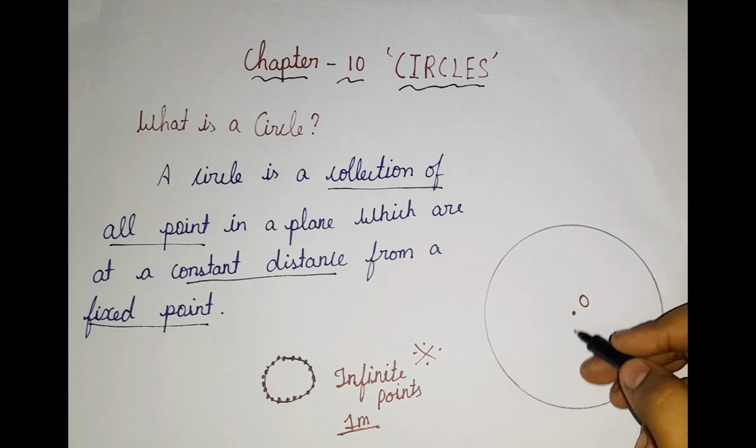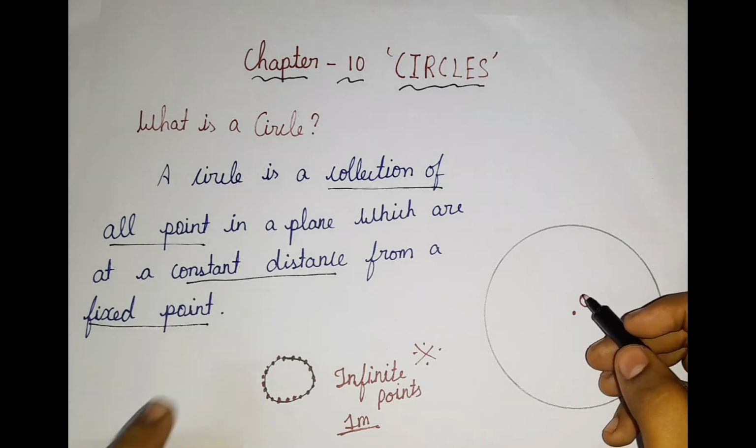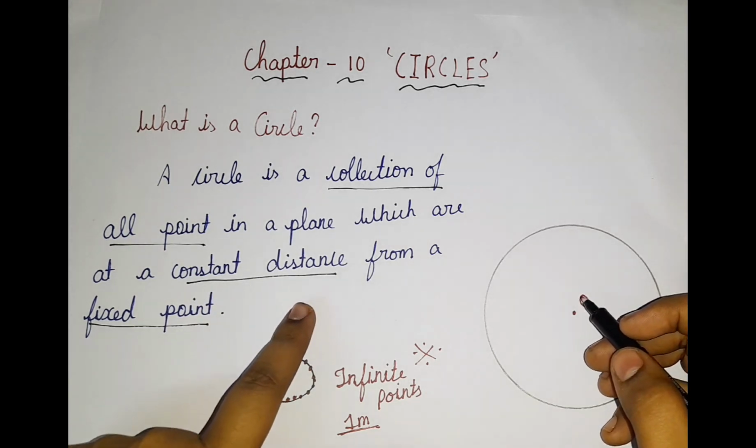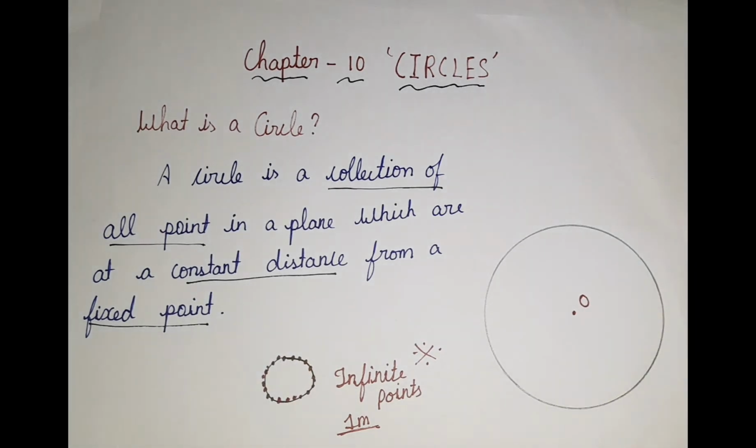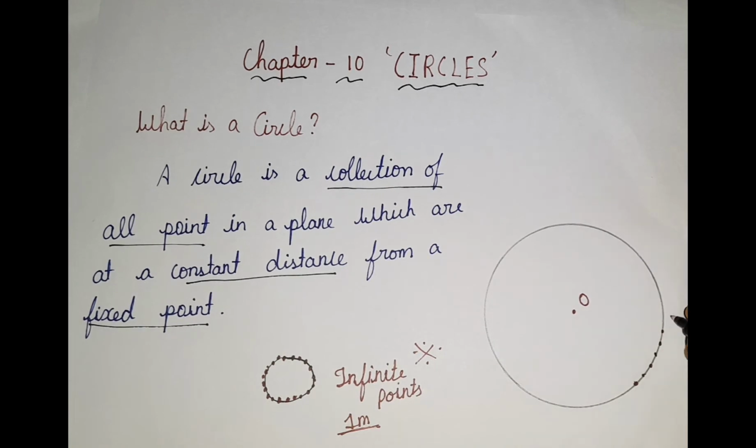Okay, so now what does it mean? Constant distance. What is the meaning of constant distance? Constant distance is from this point. So first of all, do you guys remember that a circle is a collection of all points? That means here also it is having a lot of points. Okay, so I am just doing it for a reference.